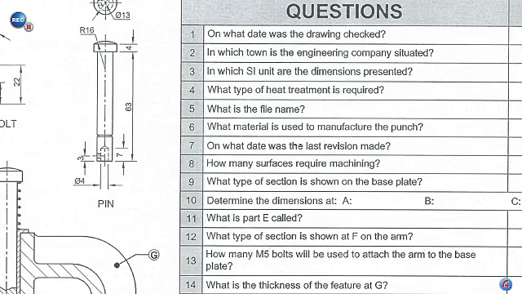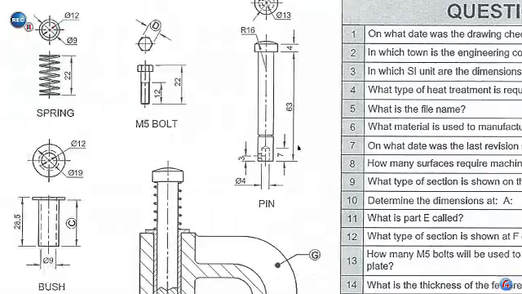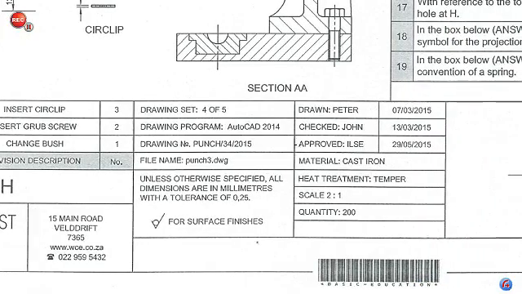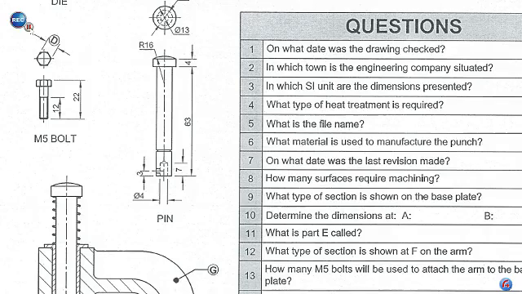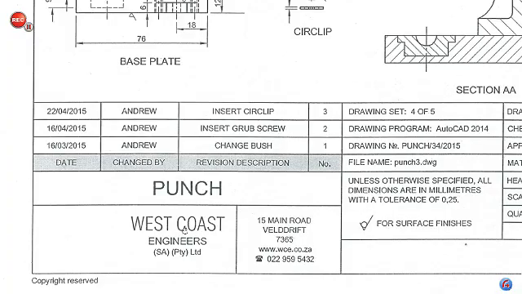Question number 1, what date was the drawing checked? You are going to see that the drawing was checked by John and it was on the 13th of the 3rd, 2015. Question 2, in which town is the engineering company situated? The company West Coast Engineering is situated in a town called Veldrift. Number 15, Main Road, Veldrift.